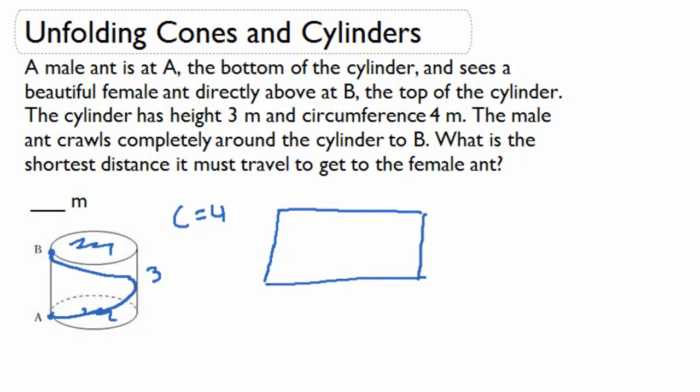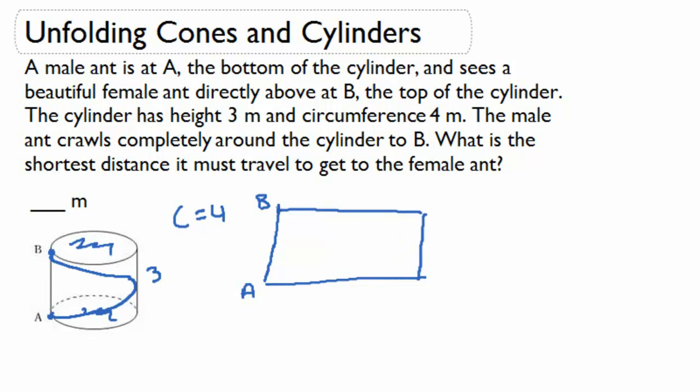So if we imagine this as a label that's going all the way around, that would be like our lateral surface area. So we would have A here in the corner and B straight above, but the ant doesn't want to just crawl straight up. It's going to crawl all the way around instead.